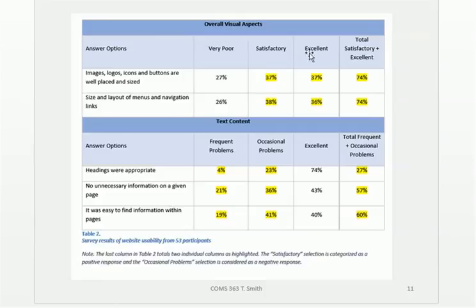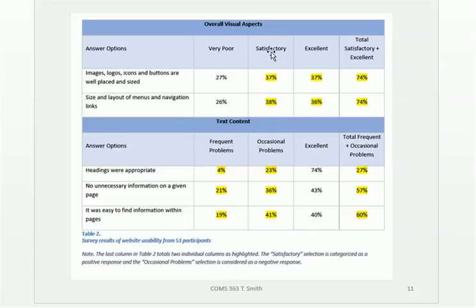So the other ways in which these are not really married well, you can have a table with 2 different scales in it and explain them if it's unified. But you can see here that this question, visual aspects, came from one that had ratings of very poor, satisfactory, and excellent. And this one had rating with different wording. Frequent problems, occasional problems, and excellent.